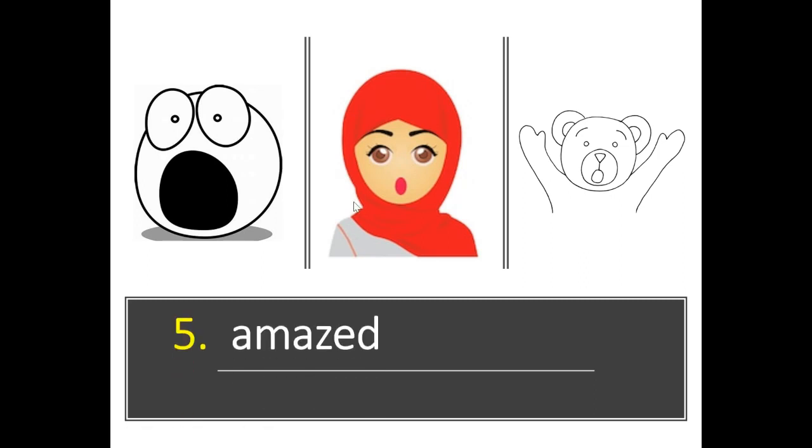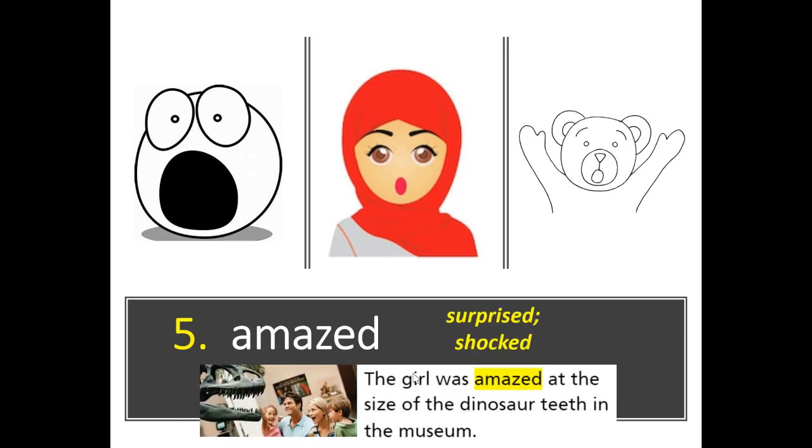So, the word is amazed. The root word is amaze, and amazed is past tense, and means surprised or shocked. The girl was amazed at the size of the dinosaur teeth in the museum. So amazed is the same as surprised or shocked. Think about it. When people are amazed, how do they look? What might they say?